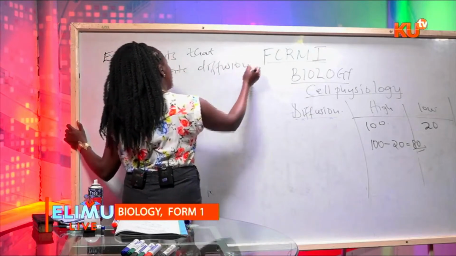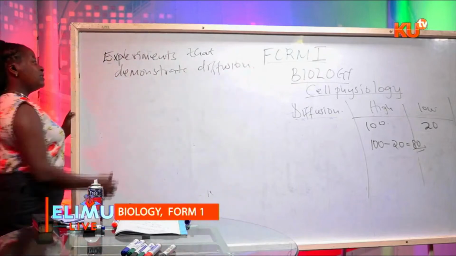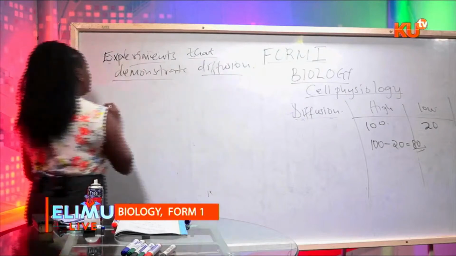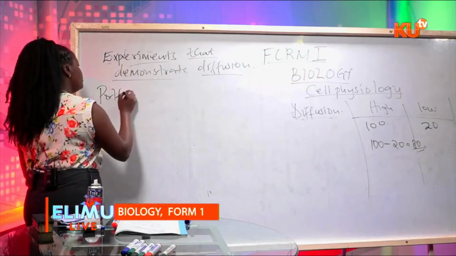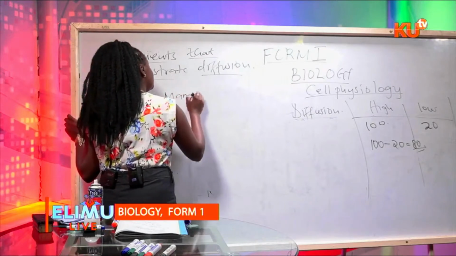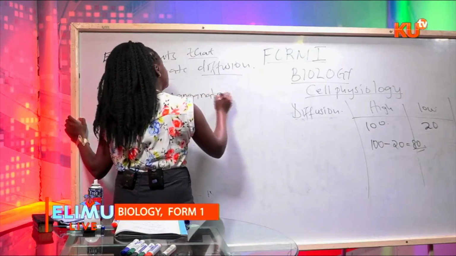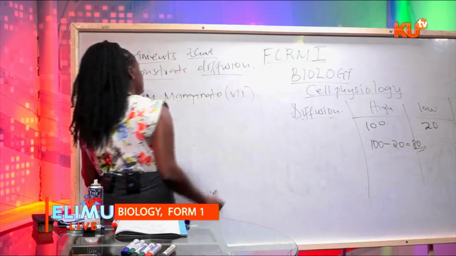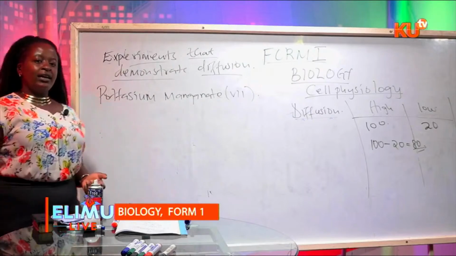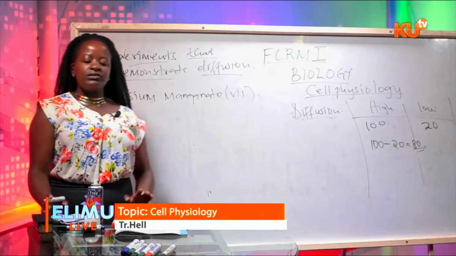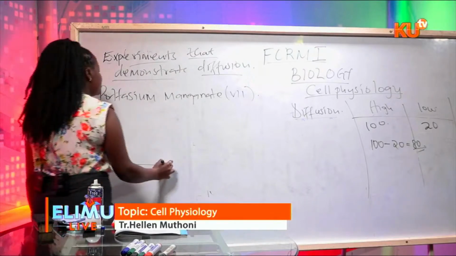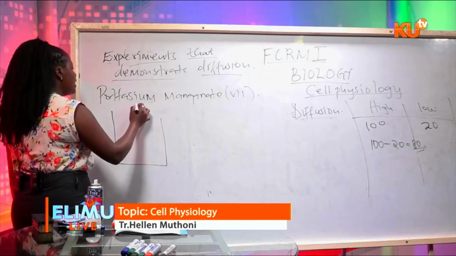The first experiment involves a compound called potassium manganate 7. Potassium manganate 7 is purple in color, and to demonstrate diffusion, a crystal of potassium manganate 7 is put in a glass rod.